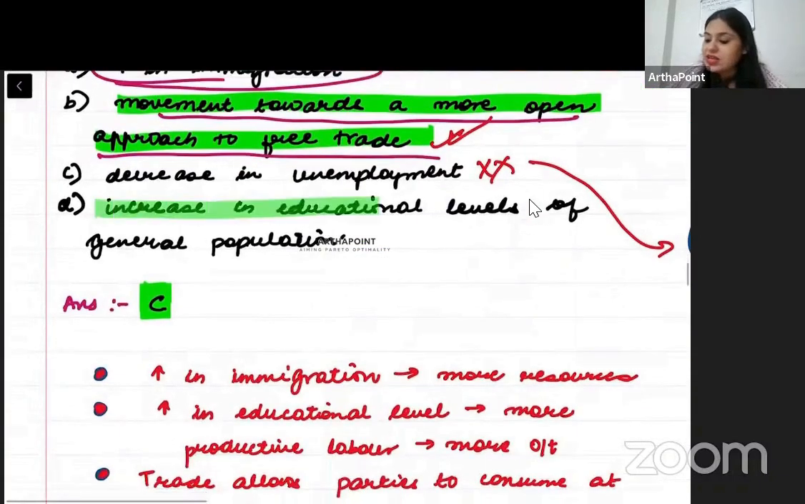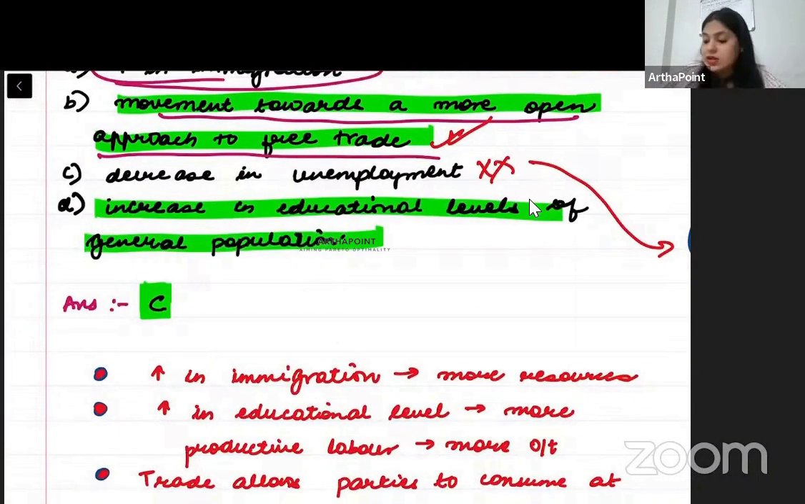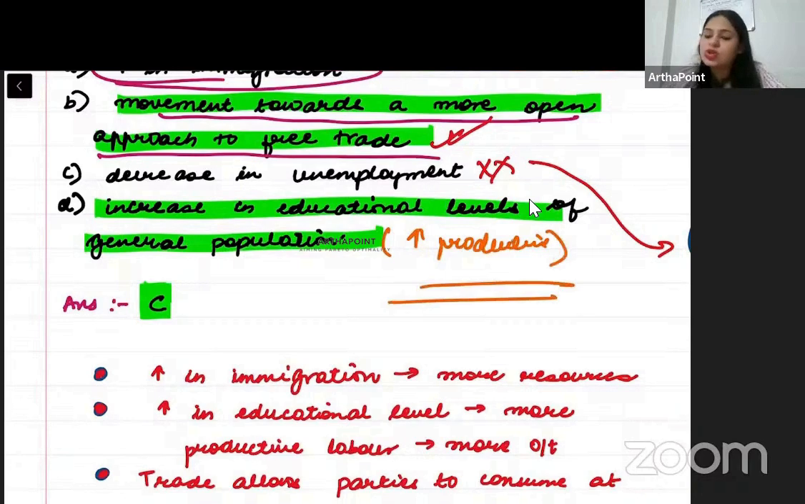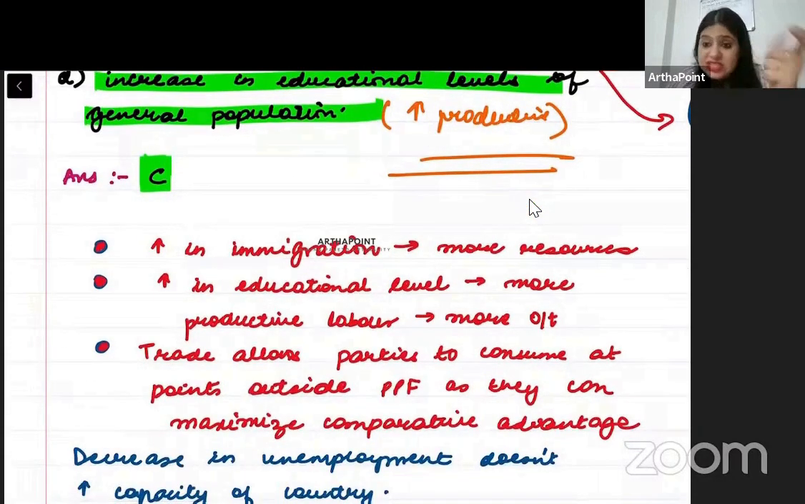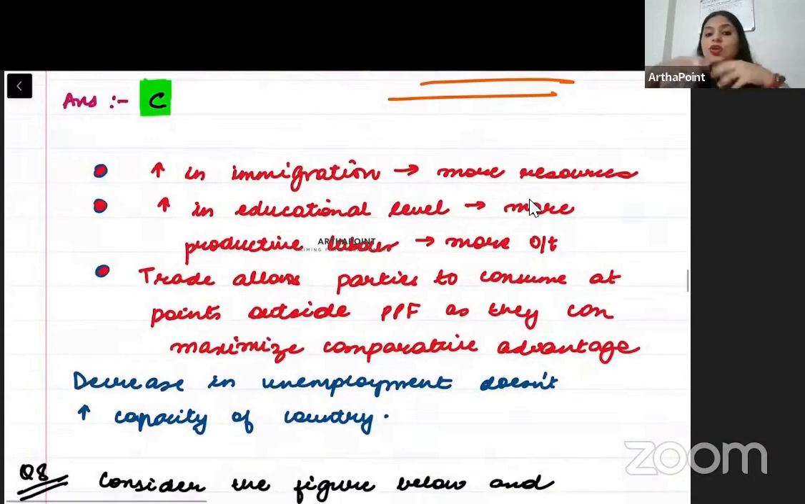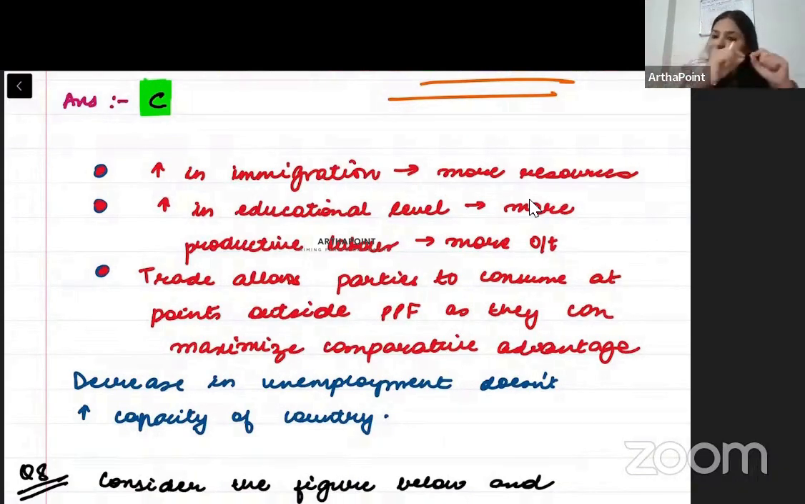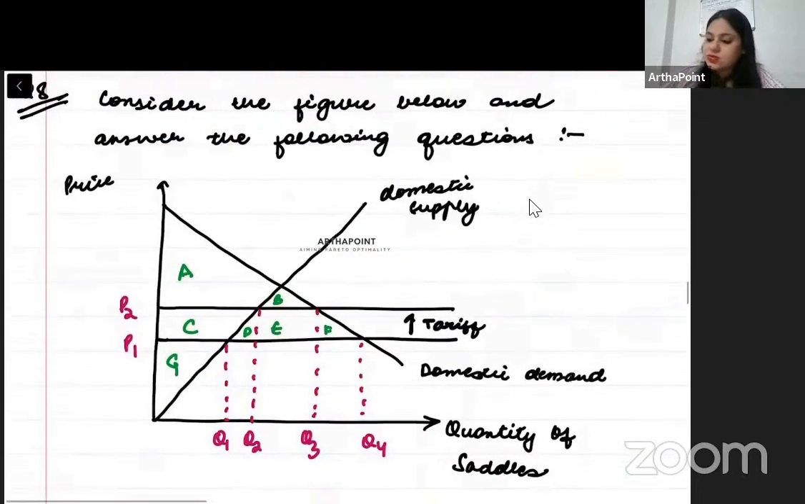And finally, increase in educational level. Again, this means that people will become more productive. So we can link it to a shift of the PPC. So these are very interesting kinds of questions that are asked. You have to think about what are the reasons that can lead to a shift of the PPC versus a movement from a point inside the PPC to a point on the PPC. Okay, now come to the next question.